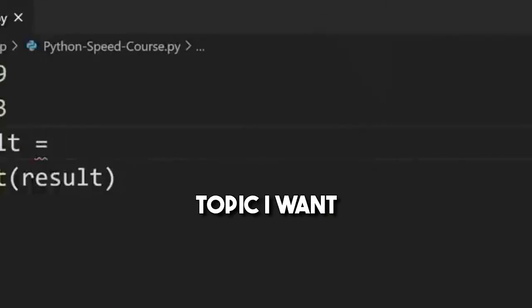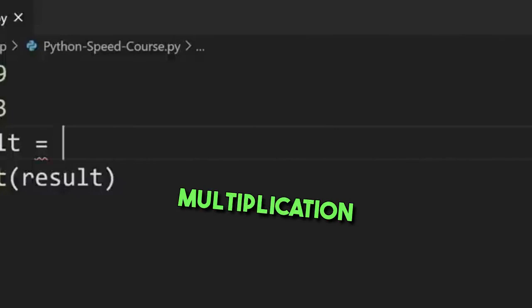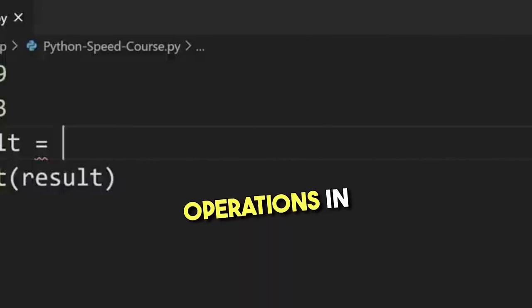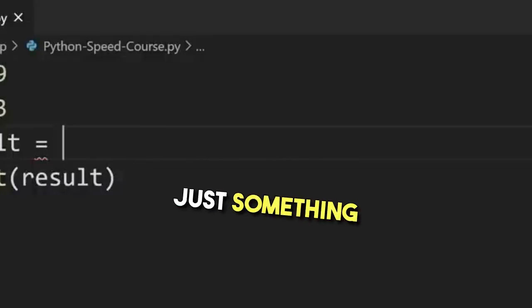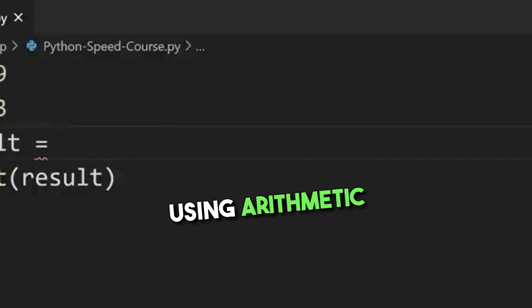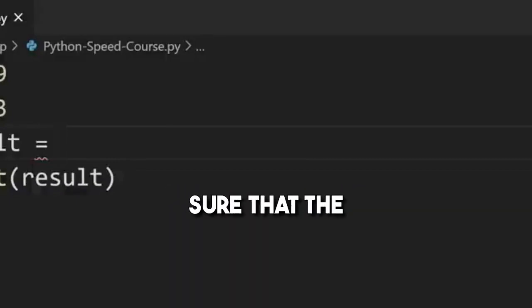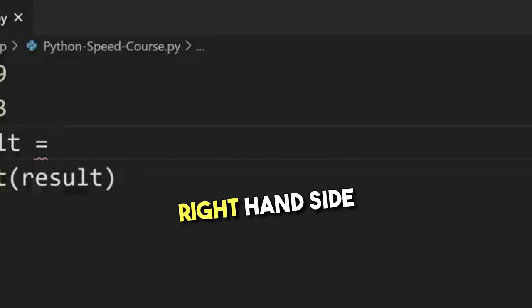All right, so the next topic I want to cover is arithmetic operators. These essentially are like plus, minus, multiplication, exponent, how you perform mathematical operations in Python. Now, just something to keep in mind when we're using arithmetic operators, we have to make sure that the data types on the left and right-hand side of these operators, otherwise known as the operands, are the same data type or are both numbers.